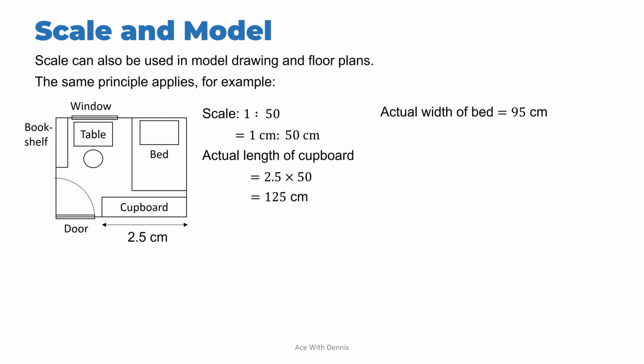Now, if the actual width of the bed is 95 centimeters, which is here, what is the distance on the floor plan? So let's say we label this as x centimeters. So x will be 95 divided by 50, which is 1.9 centimeters.